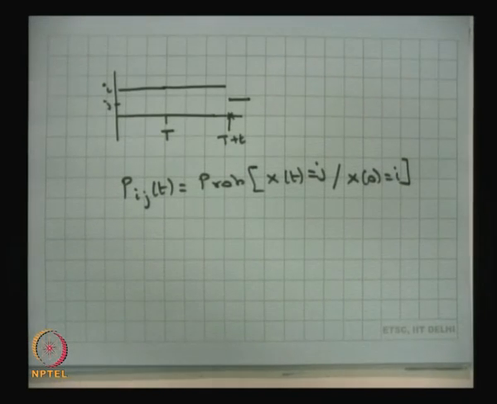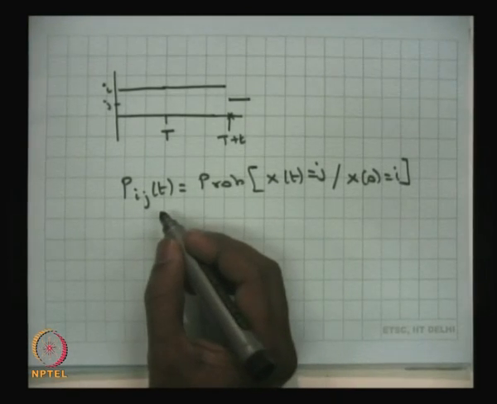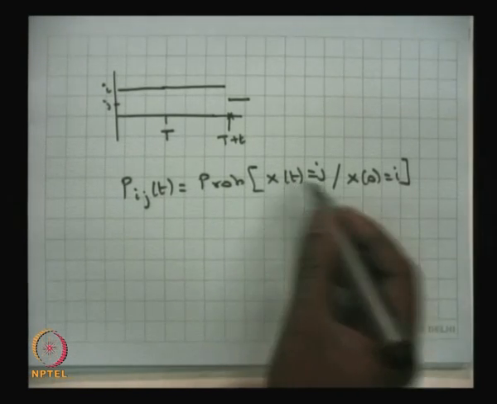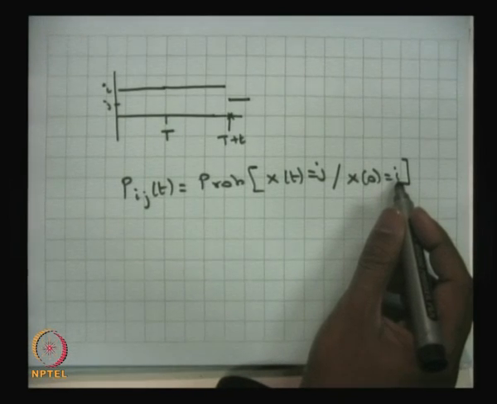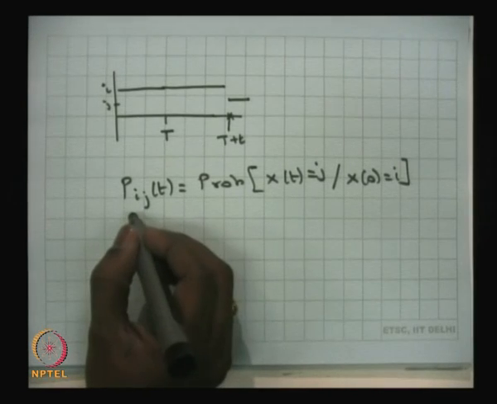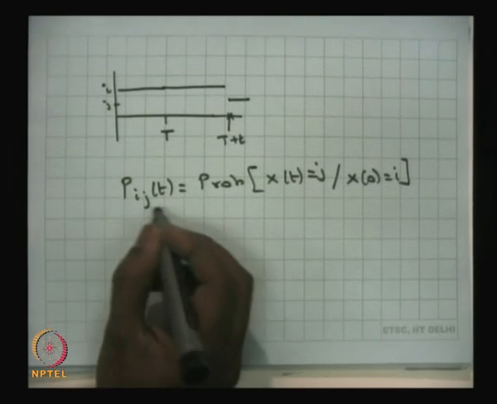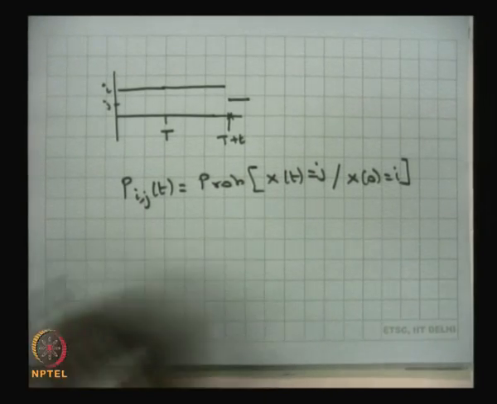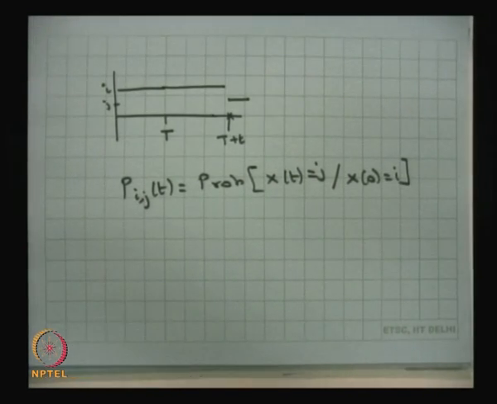Since it is valid for any interval of t to t plus T, it is independent of capital T. Therefore, I can represent this transition probability as the probability that the system is in the state j at time t, given that it was in the state i at time 0. This is denoted by Pij of t. This notation we should remember: it is a transition probability with the suffix two letters i, j, of t. This is also called a stationary transition probability. Stationary means it is time invariant; only the length of the interval matters.